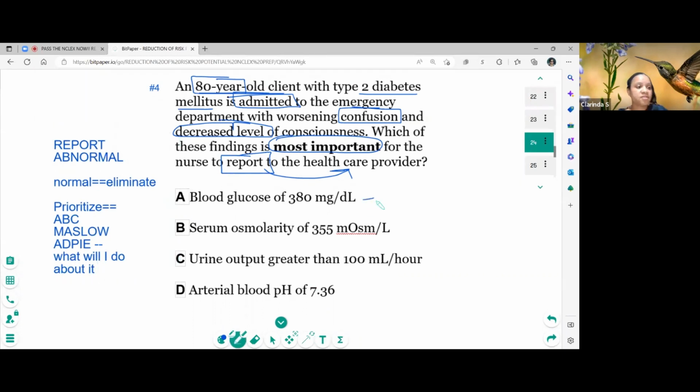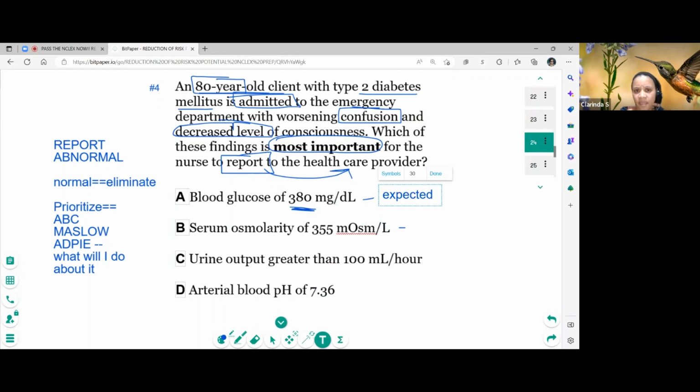Looks like most everyone is kind of on A or B. A would be an expected finding. Yeah, I like that. So A is more of an expected finding. If I'm between A and B, it's expected. And although it's high, he is type 2, that won't kill him first.